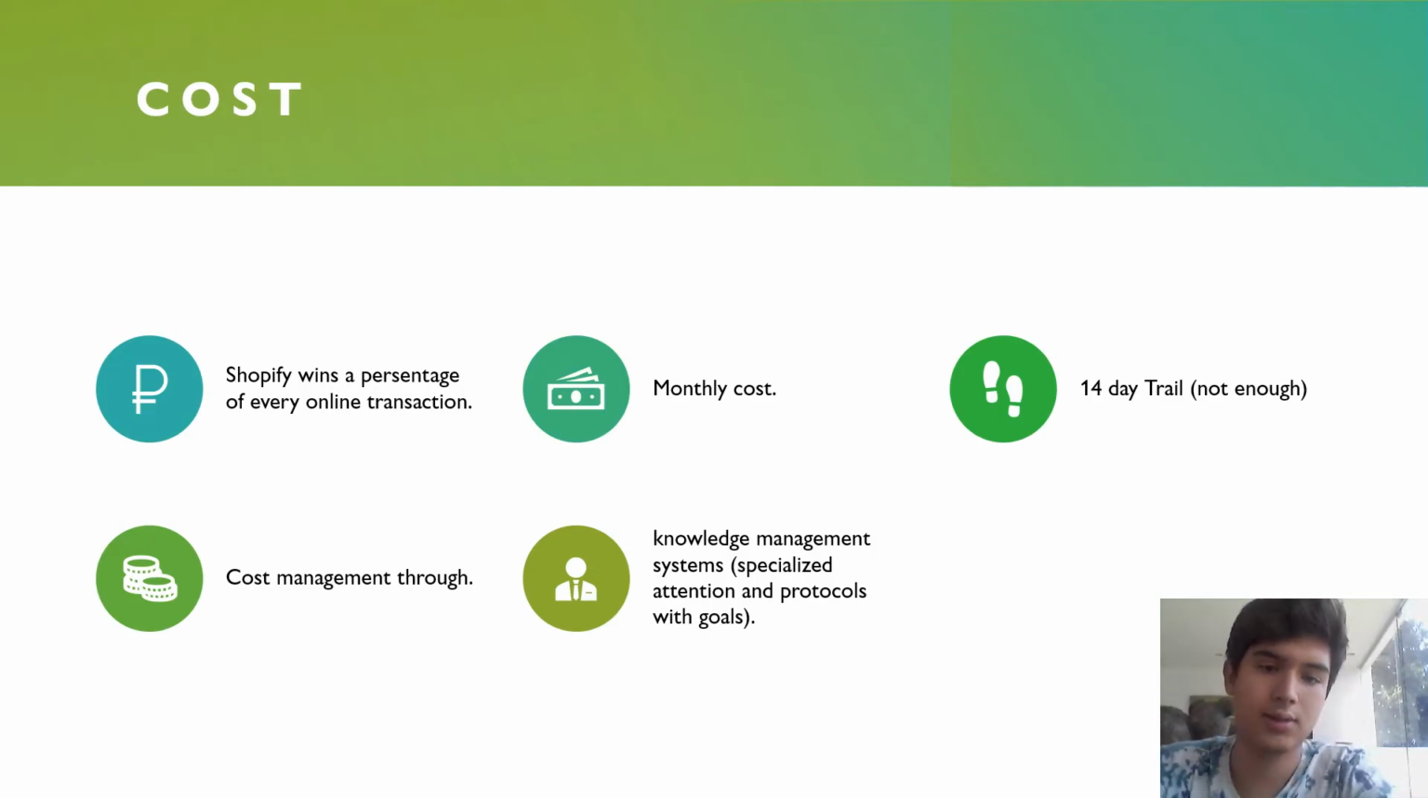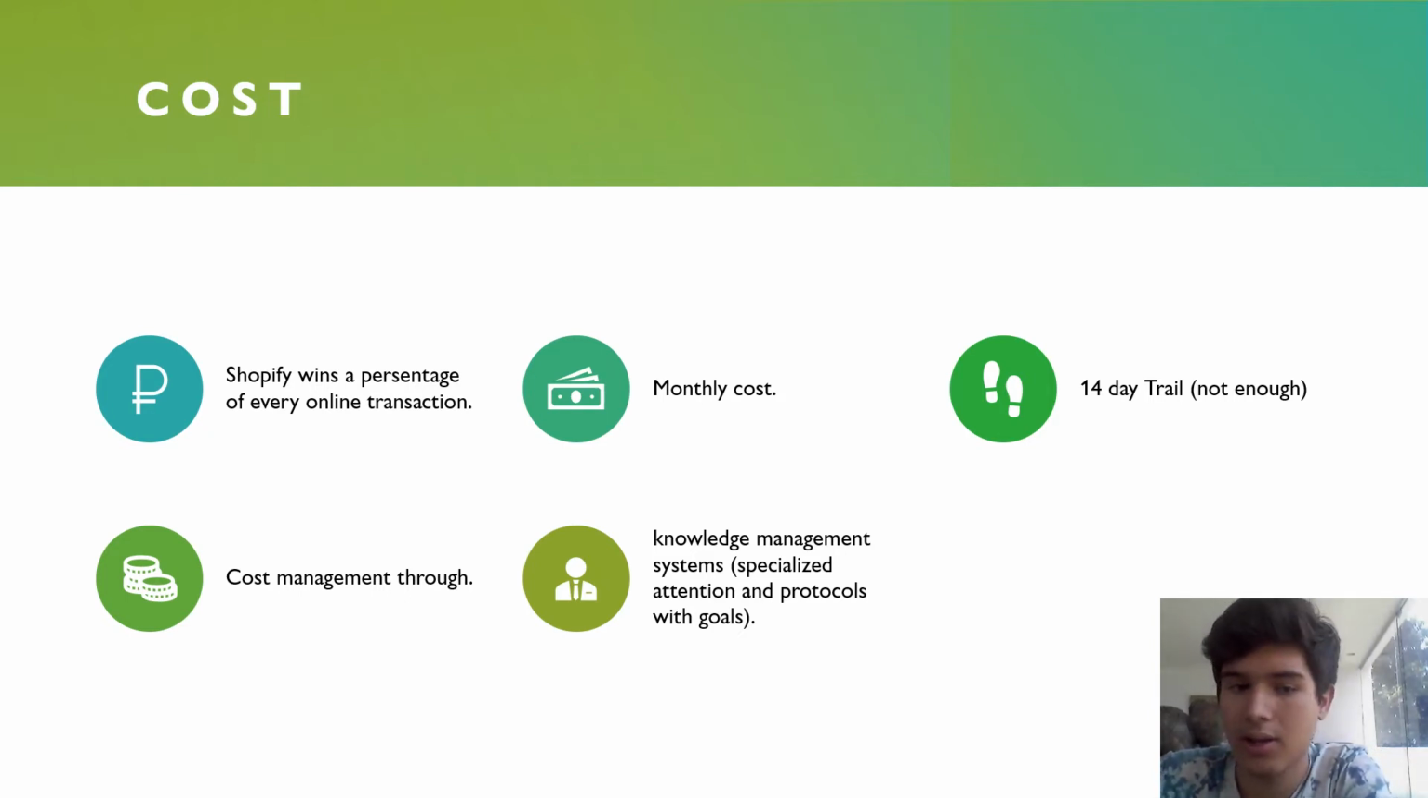Our first cost: Shopify takes a percentage of every online transaction. So it is important to know that it is a business meant to make businesses profitable. We cannot just think of making a quick buck, taking a month's payment when we're seeing that a project will not work further. Our business should be more serious than that.